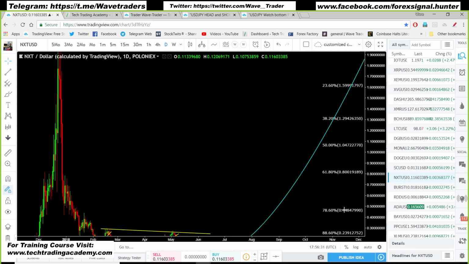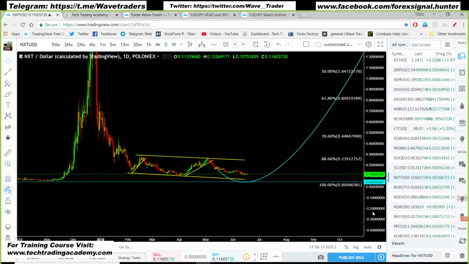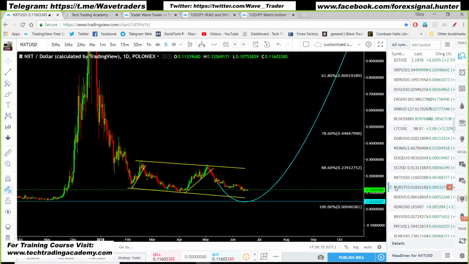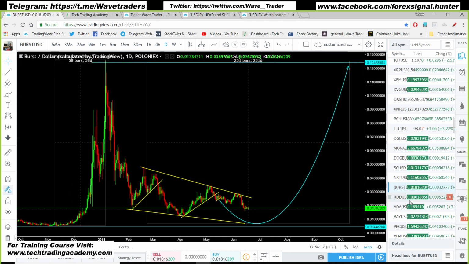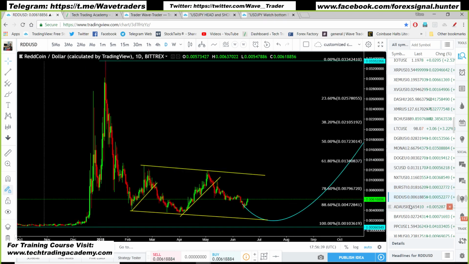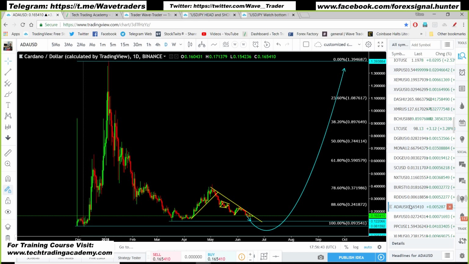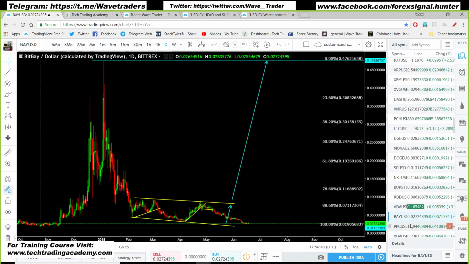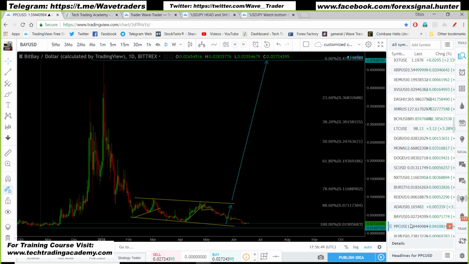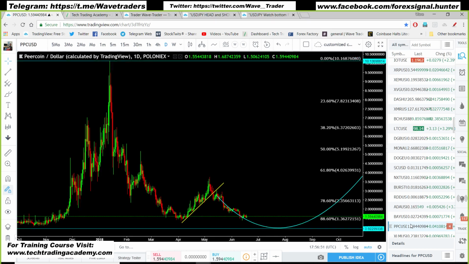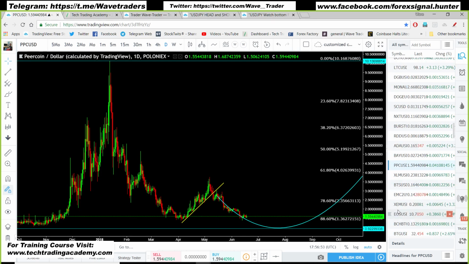Okay, next, buy from the bottom. Buy from the bottom. Buy from the bottom, Reddcoin. Buy this coin, Cardano, at the bottom. BitPay, buy at the bottom. All right, so Peercoin, buy these coins at the bottom.